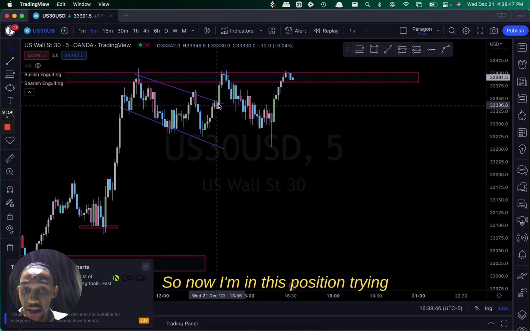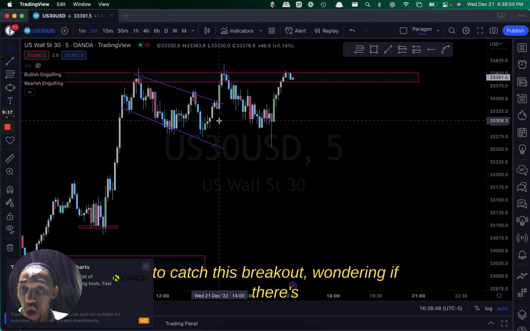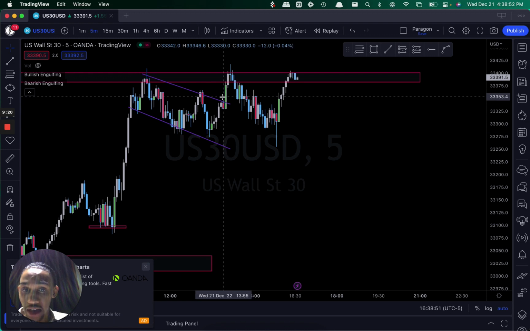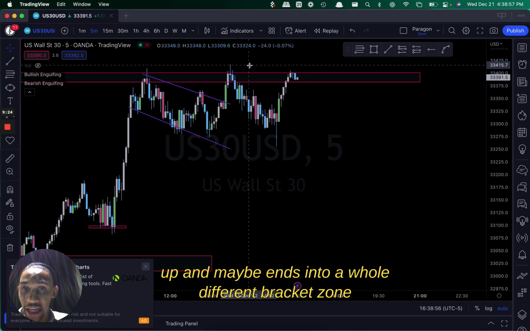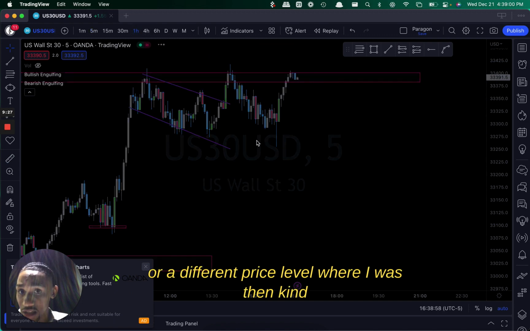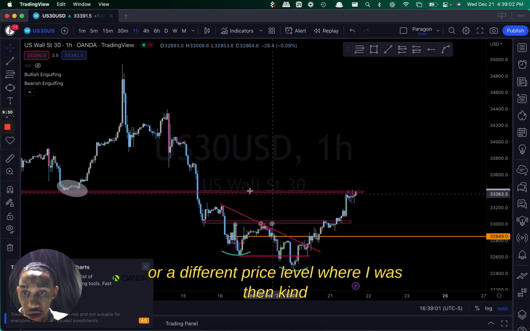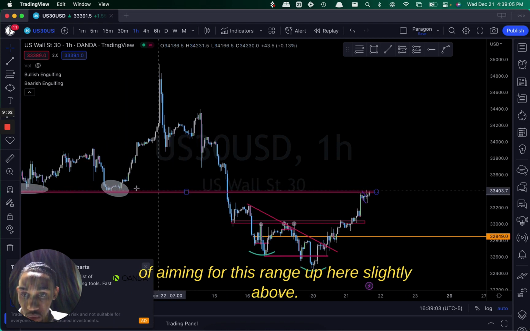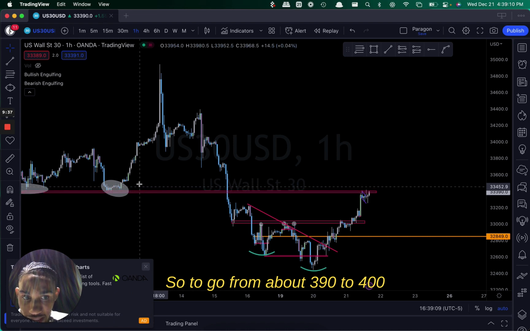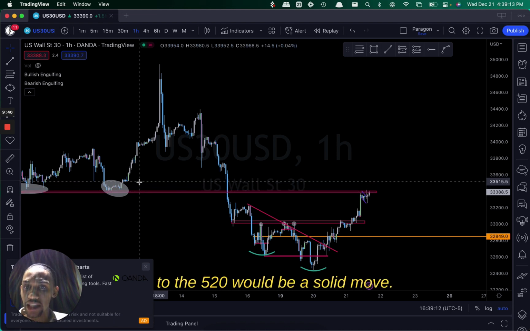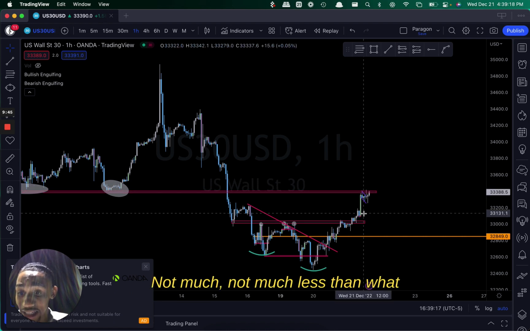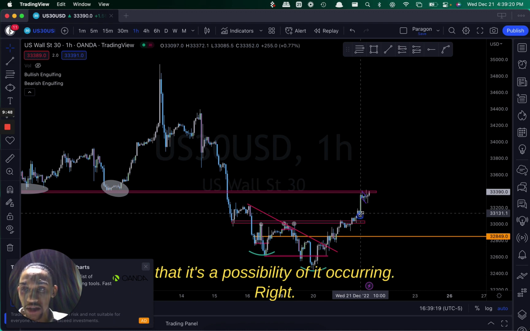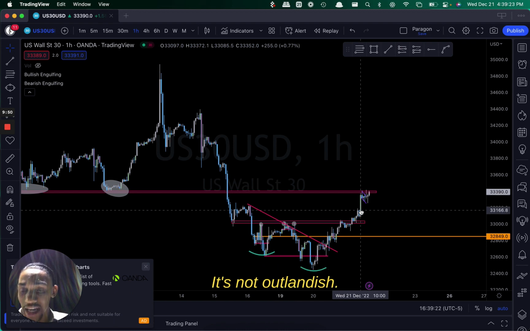So now I'm in this position trying to catch this breakout, wondering if there's going to be a continuation that pushes up, and maybe ends into a whole different bracket zone or a different price level, where I was kind of aiming for this range up here, slightly above. So to go from about 390 to 400 to the 520 would be a solid move, another 120 points, not much less than what we moved earlier in the morning, showing that it's a possibility of occurring, right? It's not outlandish.